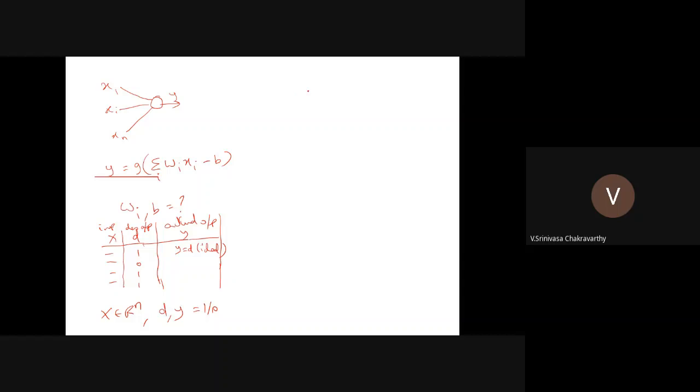So how do you capture that? I'll define some kind of an error function as d minus y, squared, so that when y equals d, this error function goes to 0. I'll put a half here, and I'll sum this over p, where p is the index over patterns.